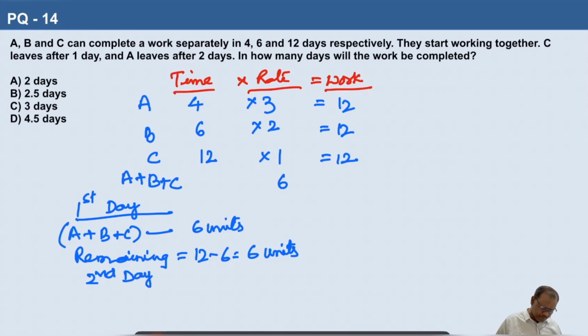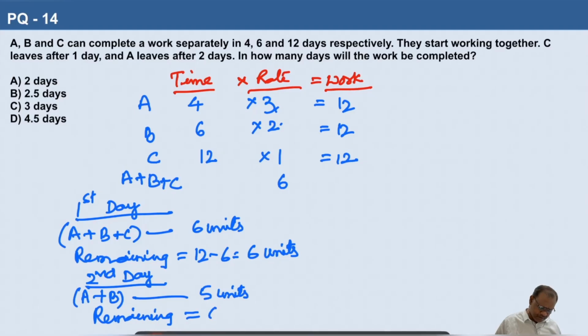Second day. Who is working on the second day? C is leaving. Only A and B are working on the second day. So A and B together, they will complete 3 plus 2, 5 units. They will complete 5 units on the second day. What is the remaining work? So 6 minus 5. So that is 1 unit is remaining after second day.